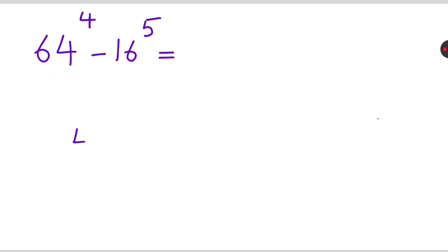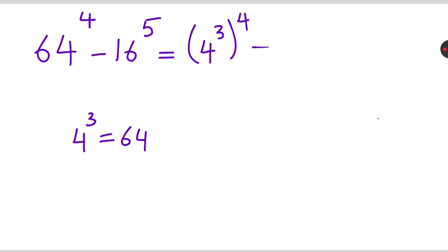That is, 4 raised to the power of 3 is 64, isn't it? So instead of 64, I am going to write 4 raised to the power of 3, and in the exponent we have a 4. So you have to write the whole raised to the power of 4, minus 16. Also we can write 16 in terms of 4, that is 4 raised to the power of 2 is 16. So write 4 raised to the power of 2 whole raised to the power of 5.